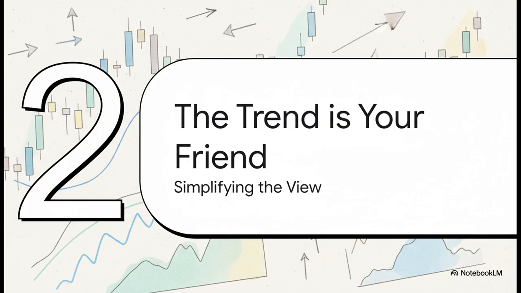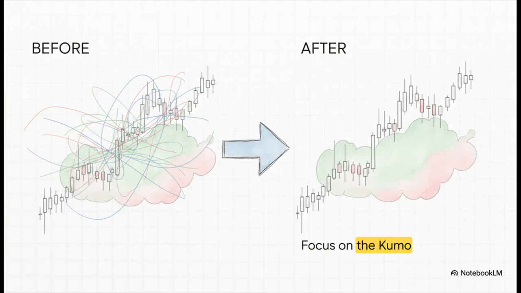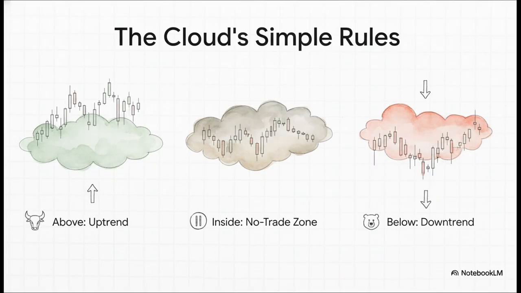Okay, to really get this, we've got to peel back the layers of the onion. So let's just get rid of all the noise for a second and focus on the biggest, most obvious feature first, the cloud itself. And there we go. See, with all those extra lines hidden, it's already so much clearer. All we have left is the price action and this big shaded area that we call the Kumo, or simply the cloud. This is our foundation. So here's the most important thing you need to know. The cloud's number one job is to tell you the overall trend.